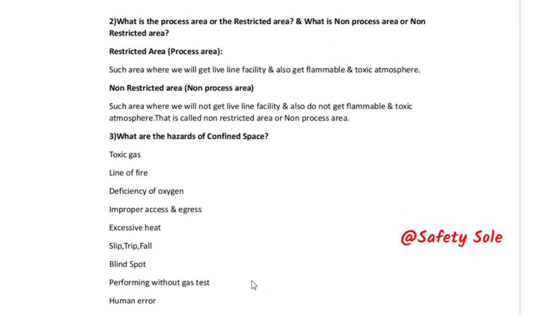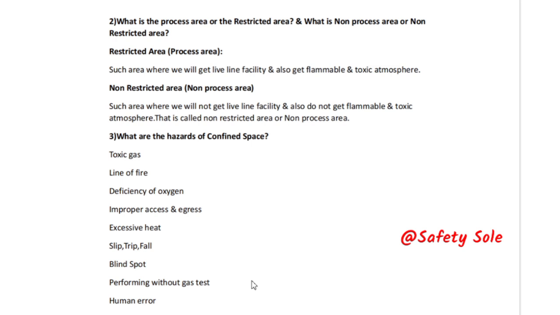What is process area or restricted area, and what is non-process area or non-restricted area? Restricted area or process area is an area where we will get lifeline facility and also get flammable toxic atmosphere. Non-restricted area is an area where we will not get lifeline facility and also do not get flammable and toxic atmosphere. That is called non-restricted area or non-process area.